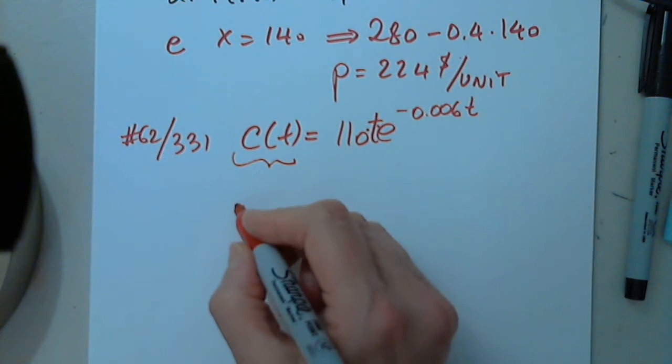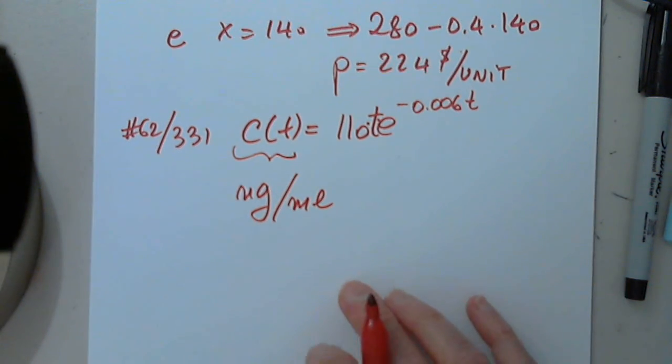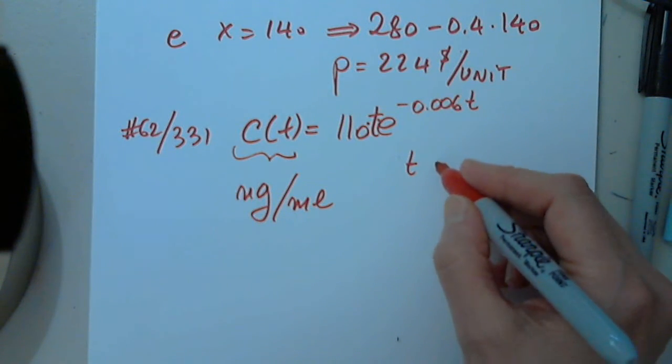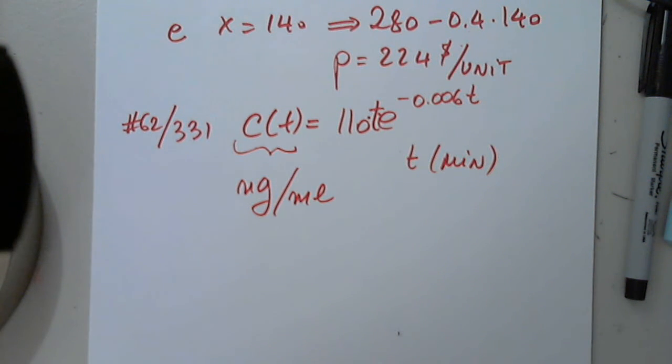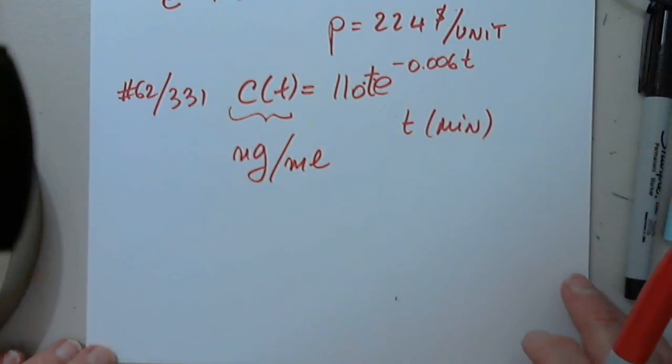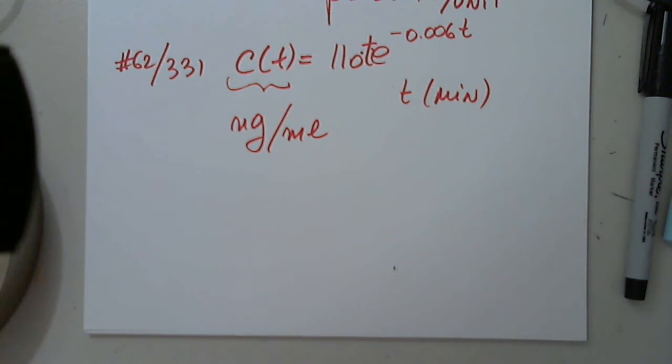So this is in nanograms per milliliter, okay? And T is time in minutes. Always write the measurement units because that's super important. What is the peak, which is maximum? What is the peak concentration of the drug in the bloodstream, and when does this peak occur? So we're asked to determine the peak of this function. So how would I think about it? What is my first thought, my first step?